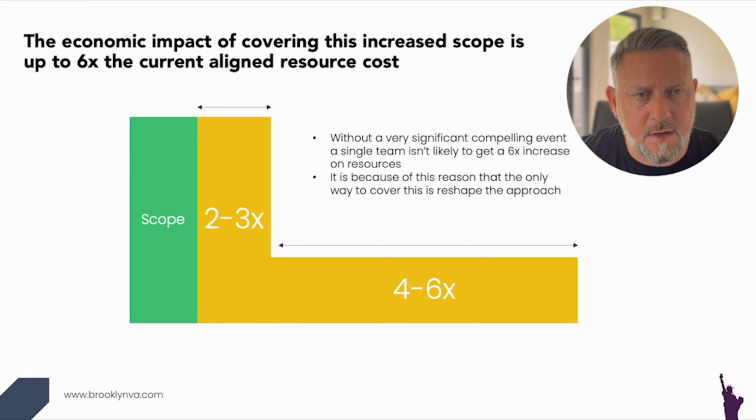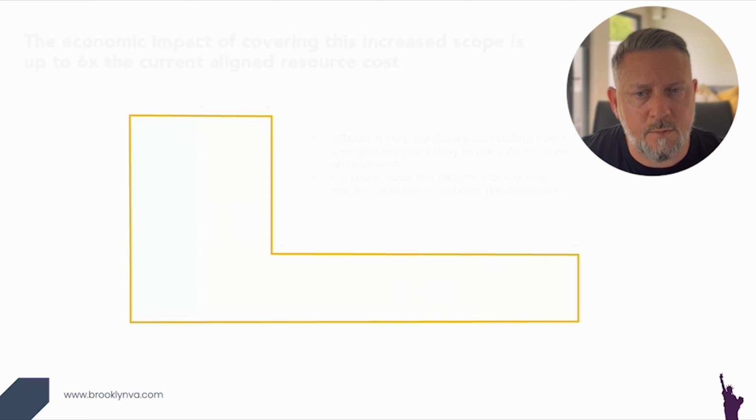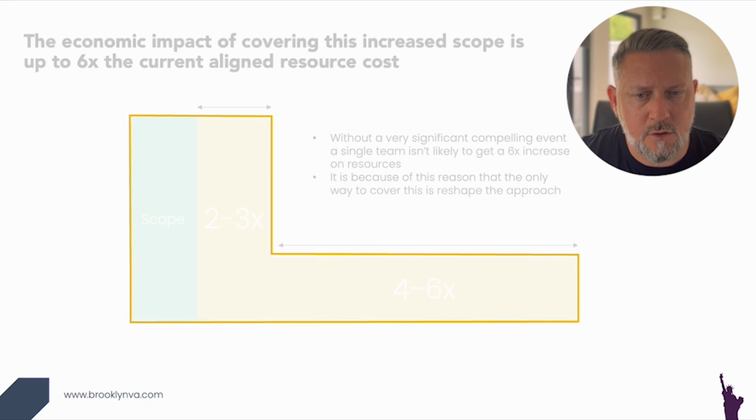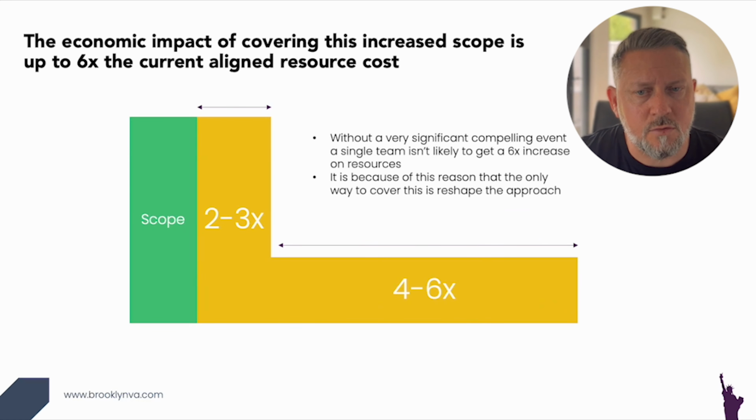You're looking at needing up to 6 times the resources. And without a really significant compelling event, 99% of organisations are unlikely to get 6 times the resources they've got today. So how can you look at addressing this without that increase of resources? How can you cover this scope, this requirement, this shape that you saw earlier, in these two aspects with the same resources or less than today?